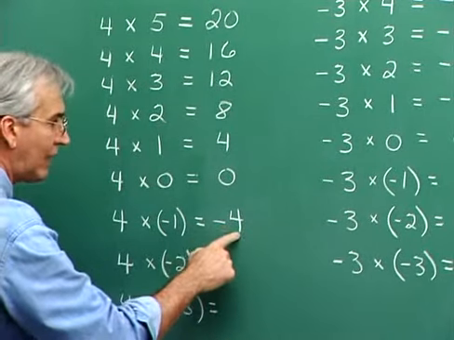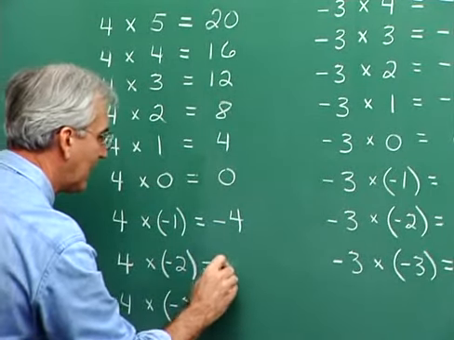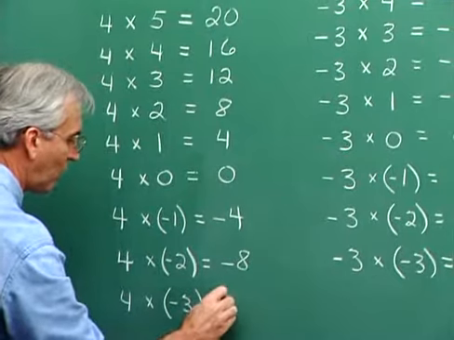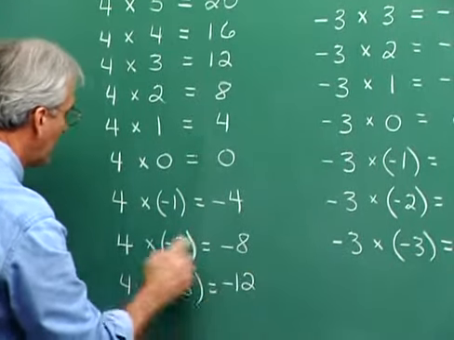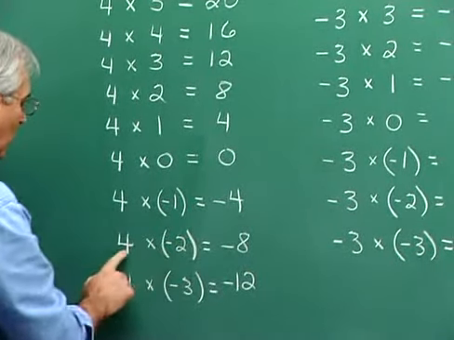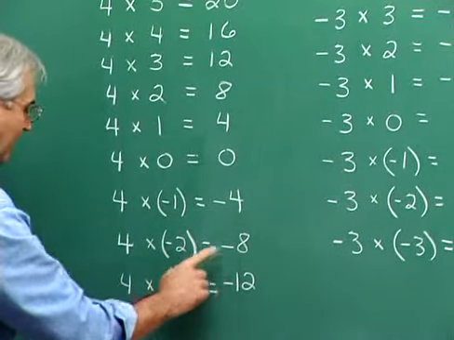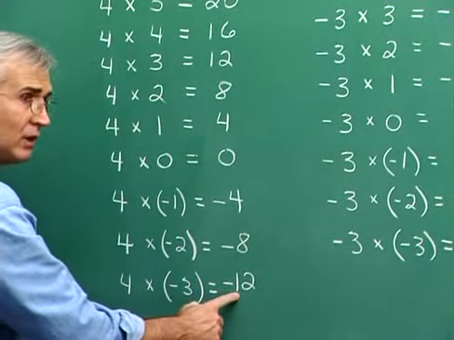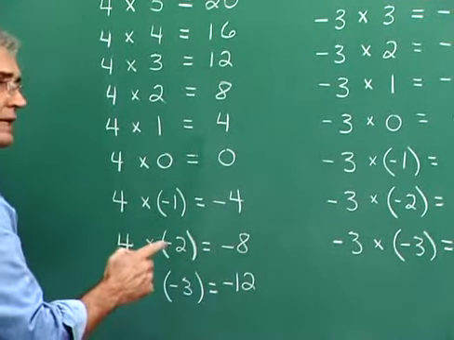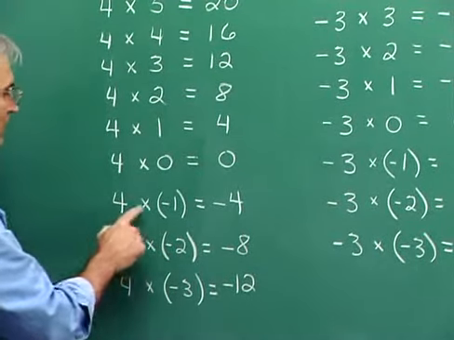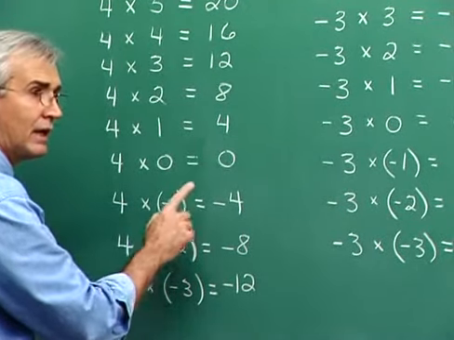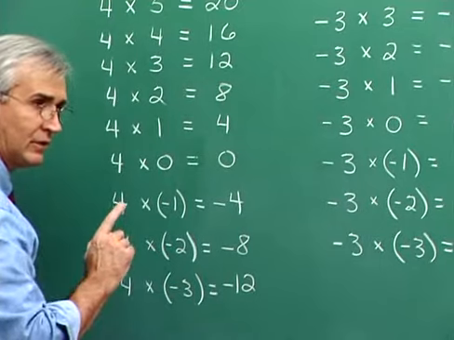And reduce negative 4 by 4 to get negative 8, and reduce this by 4 to get negative 12. So 4 times negative 1 is negative 4, 4 times negative 2 is negative 8, and 4 times negative 3 is negative 12. This seems to establish the idea that if we're multiplying a positive number times a negative number, we get a negative result, and that is the case.